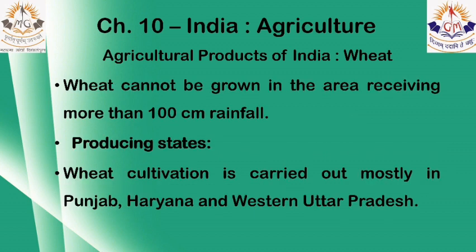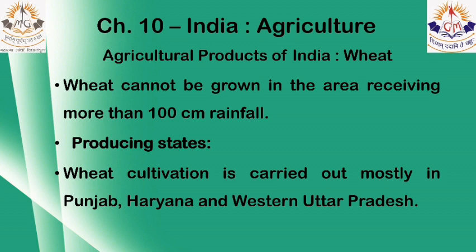Wheat cannot be grown in areas receiving more than 100 centimeter rainfall because that will be too much water, and then the wheat plant will not survive. It needs very little water, right? It needs the top of the ground to be at most dry. So if water is filled in the field, it will rot the wheat plant. So above 100 centimeter rainfall, we cannot grow wheat. That is the limitation of the wheat crop.